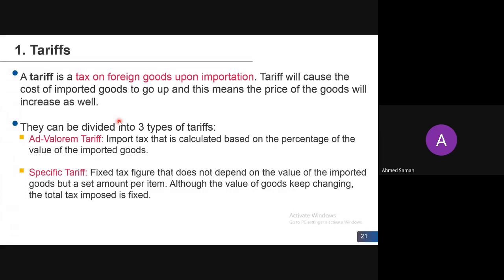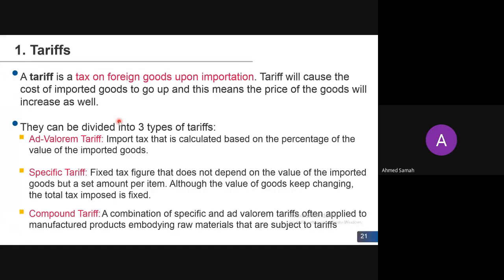So that is a specific tariff. And there is a compound of these two, that is a combination of the ad valorem and the specific tariffs, which are applied to manufactured products embodying raw materials that are subject to tariffs mainly.